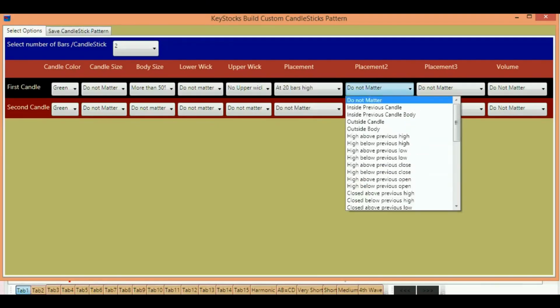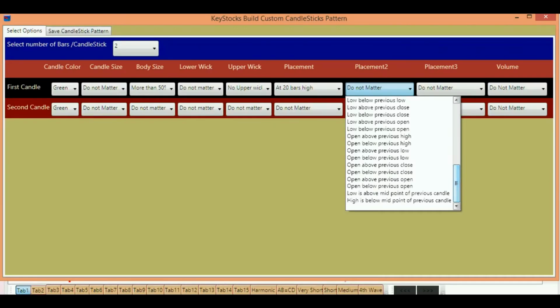Seventh and eighth options are also related to placement, but here placement means comparison of high, low, open or close with previous high, low, open or close. For example, if we want to create a pattern where the last 3 candles closed above the previous close price, or a pattern where the last 3 candles made a higher high and higher low too, in these kinds of patterns only one placement is not enough. That's why 3 different placement options are given.